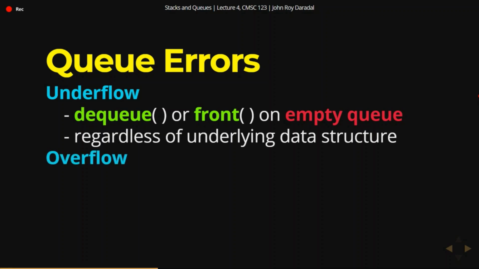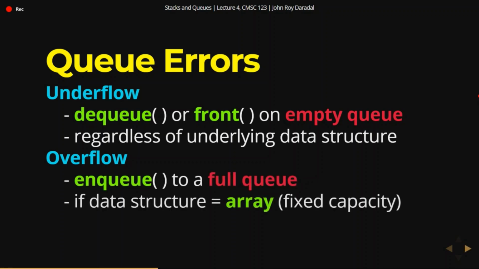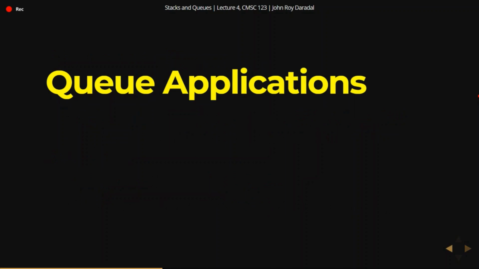The other error is overflow, and this happens when you try to enqueue to a full queue. But this only happens if the data structure that you used is an array, because it has a fixed capacity. So if you enqueue to a full array queue, then it will give you an overflow error. Okay, so those are the two queue errors.